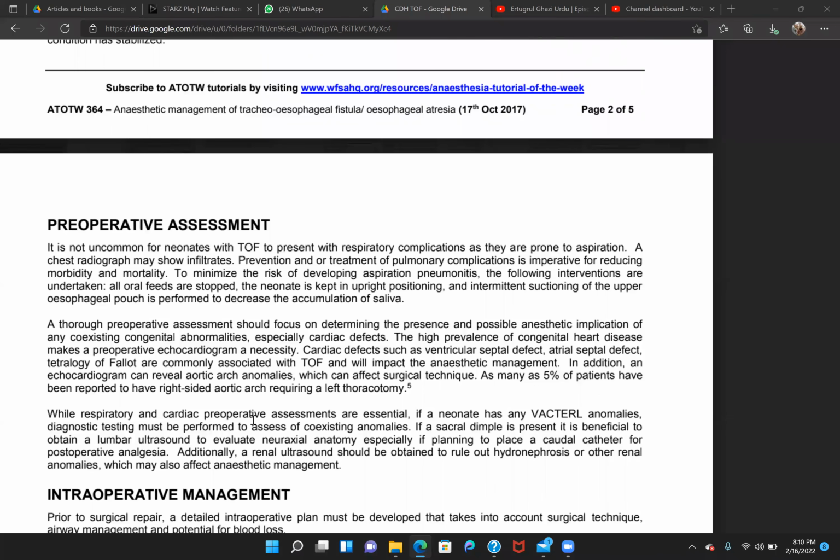In the exam they will ask you, would you like to induce with rapid sequence induction, or would you like to ventilate the patient, or would you like to do inhalation induction? There are two schools of thought, but I would like to go with the safest, inhalation induction. Sir, I will go with inhalation induction, avoiding positive pressure ventilation to avoid gastric distension.